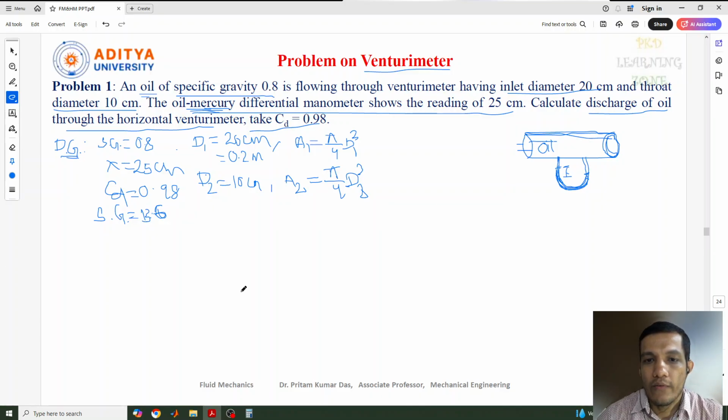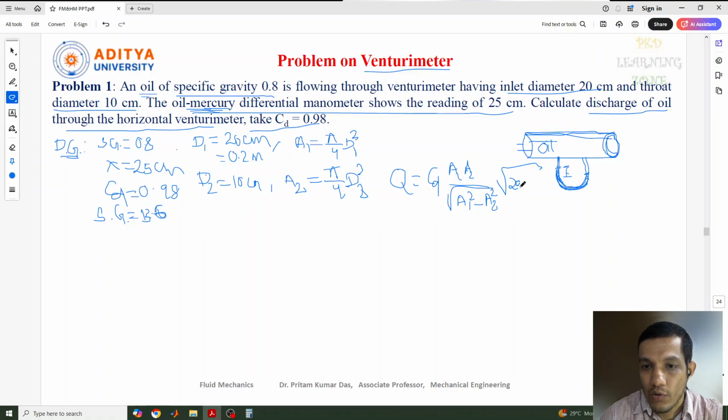Now as we know the formula for the discharge, we have derived the formula for the discharge of this Venturimeter. What we got is Q equal to CD times A1 A2. Of course, I wrote the small a1, a2 in the previous derivation, so same thing we can write. Here I have taken the capital ones, a1 and a2, divided by root over of a1 square minus a2 square, and this is root over of 2gh. This is the formula which we have derived for the Venturimeter discharge.